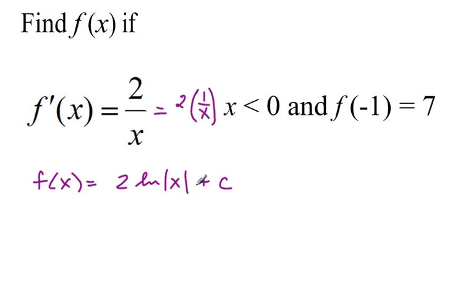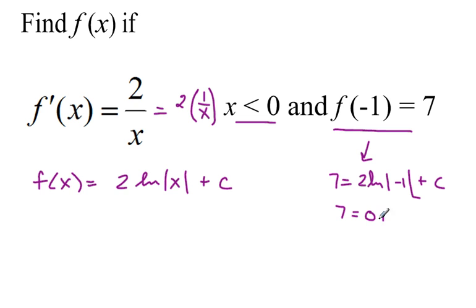Good thing we have the absolute value, because in this case we're told x is less than 0. All right, here's our initial condition. Let's plug it in. 7 equals 2 times the natural log of the absolute value of negative 1 plus c. Natural log of 1 is 0, so I'm going to have 7 equals 0 plus c, which means c equals 7. So we've got f of x equals 2 natural log, absolute value of x, plus 7.